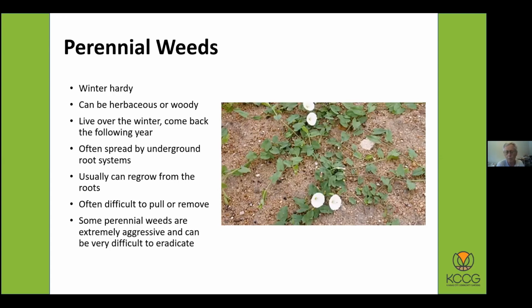Often the perennial weeds will spread by underground root systems. Sometimes they're called rhizomes. They usually can regrow from the roots if you break off the top. And it's difficult to pull them out completely, difficult to remove them. Sometimes you have to dig them out with a shovel to get most of the root system. And some of these, in fact, the first three we're going to talk about here, are extremely aggressive and can be very difficult to eradicate and make your gardening a real challenge. So we will talk about these terrible three here.